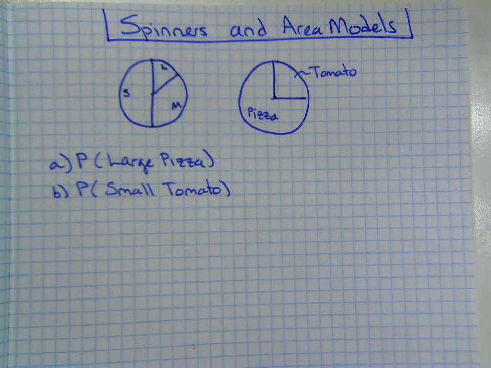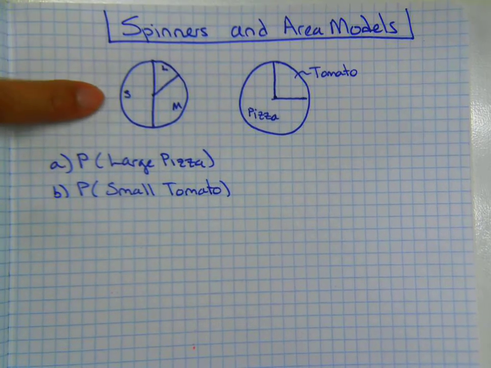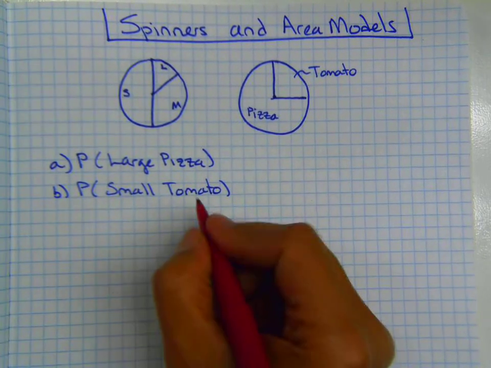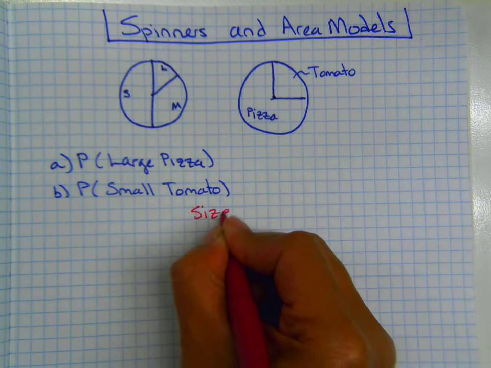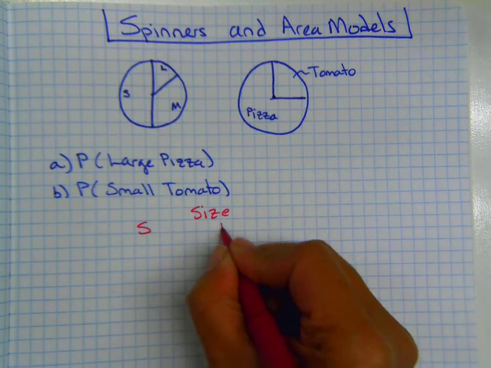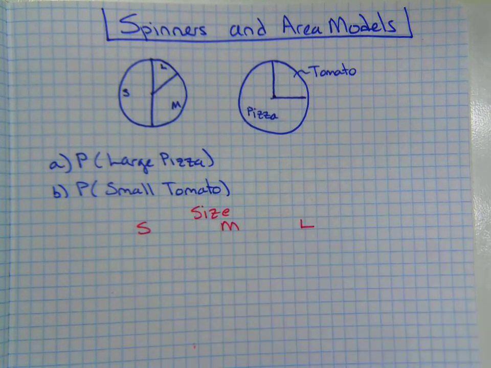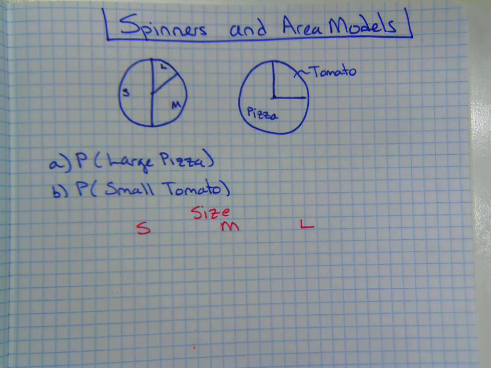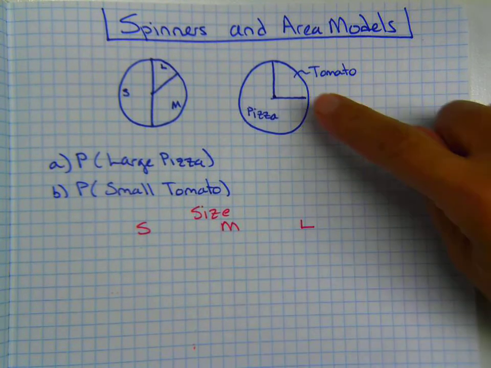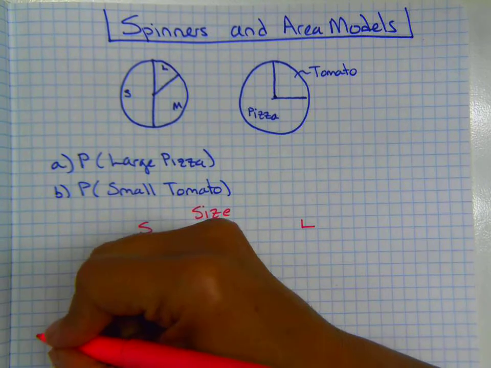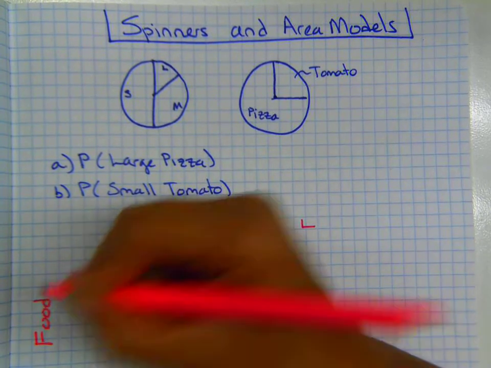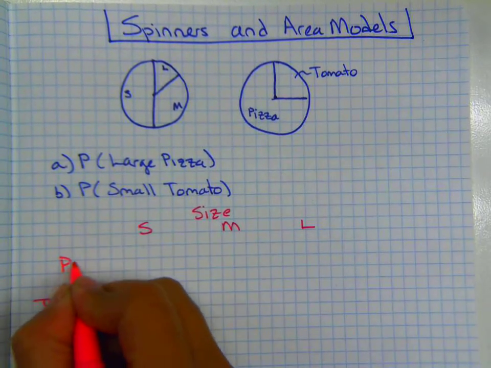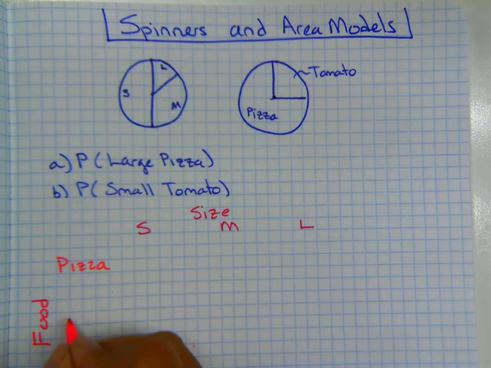So just like in the previous lesson, we're going to set up an area model. So we're going to ask ourselves, what are the 2 things that we're talking about? Well, the first one is the size of the item. So we're going to label that size. It could be small, medium, or large. The second item that we're talking about is the food. What kind of food am I going to win? Well, I could either win a pizza or a tomato.